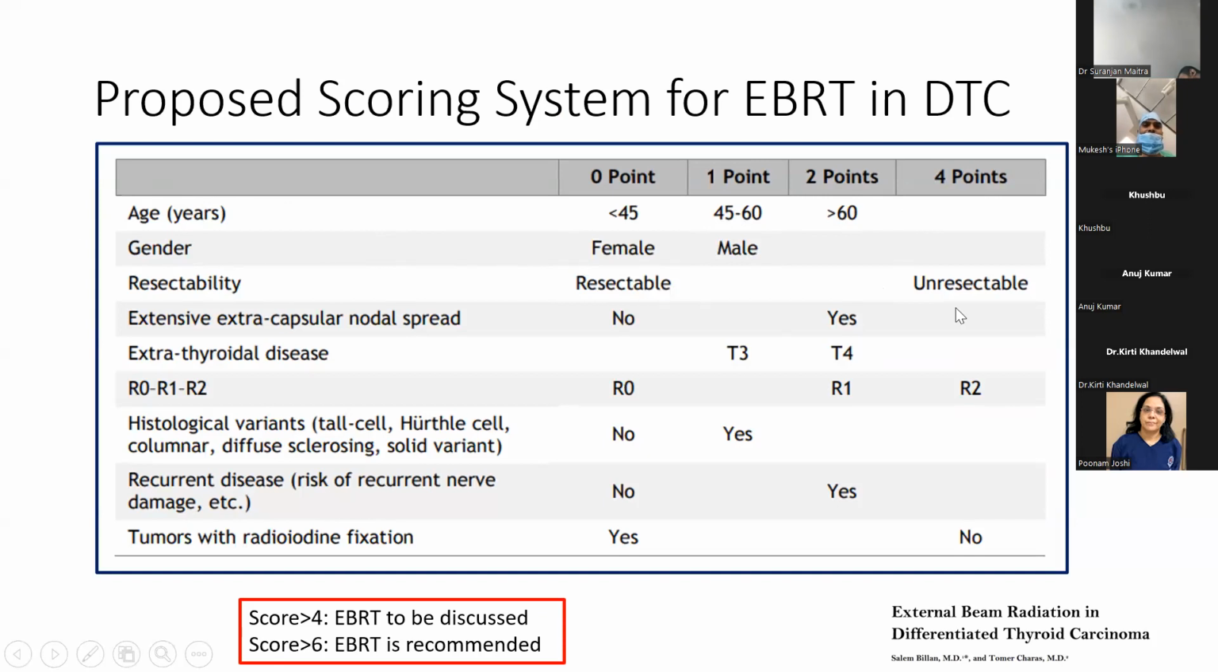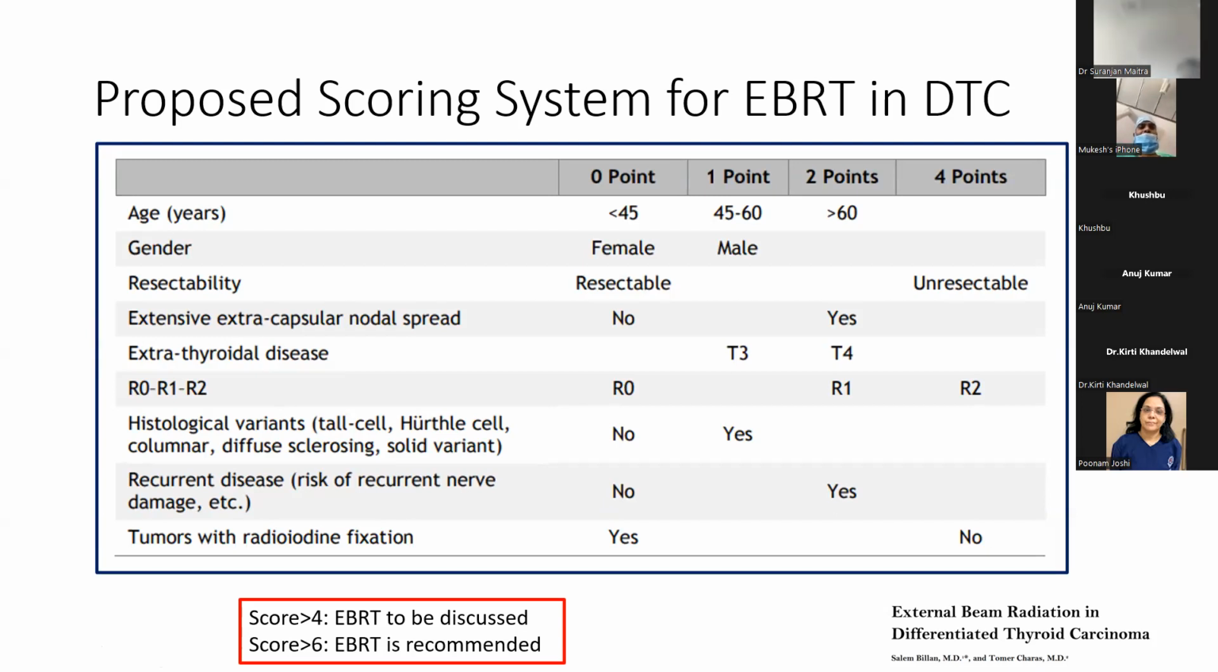If it is resectable, then it is good. But if it is unresectable, again, it is a very bad prognostic factor. Then involvement of extracapsular spread, nodal spread, ENE, again, it is a bad factor. Other adverse factors include extrathyroidal extension, that is T4 more than T3. Then gross residual disease over microscopic residual disease, and various histological variants, already mentioned, the aggressive ones, like the tall cell, Hurthle cell, columnar cell, diffuse sclerosing, etc.